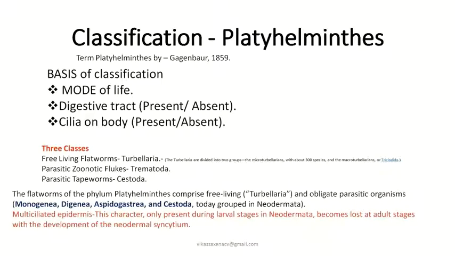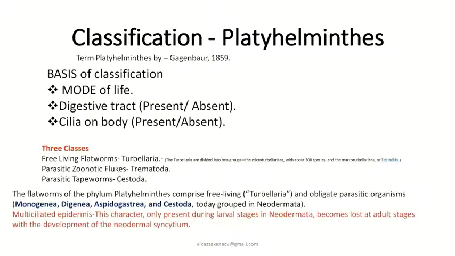Basic characteristics, and there were many things which came for the first time in platyhelminths. The term platyhelminths was coined by a scientist, Gegenbaur, in 1859. Now, what is the basis of classification?